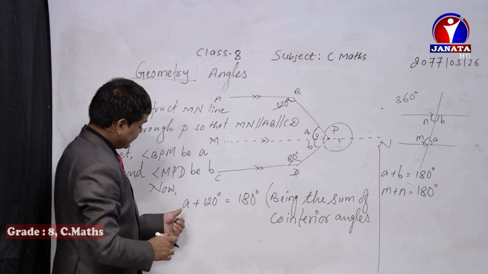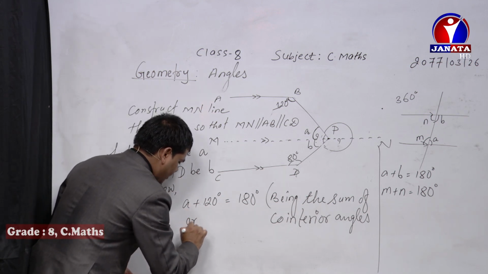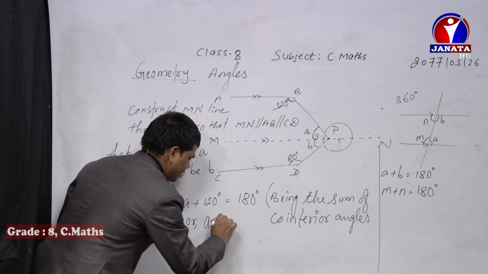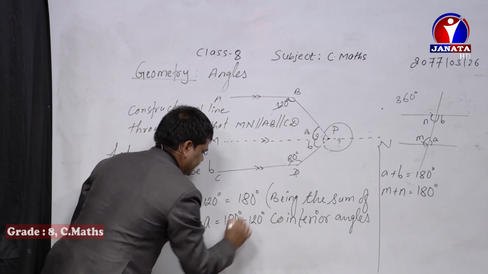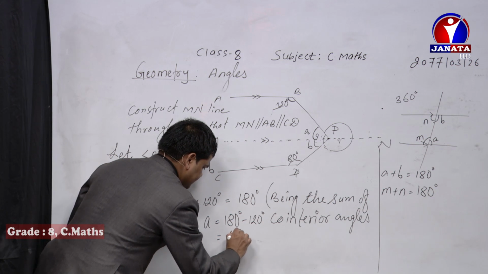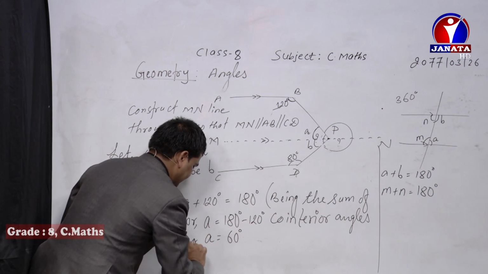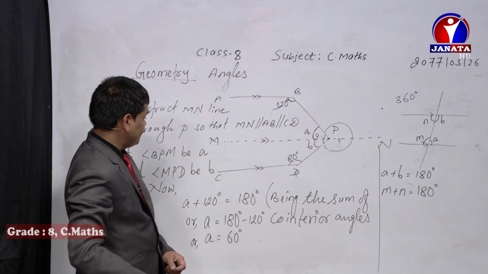Now, what do we get as the value of A? A equals 180 degrees minus 120 degrees. Now it becomes equal to 60 degrees. So we got the value of A.